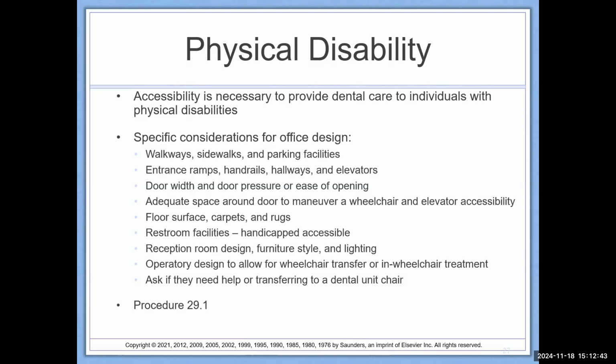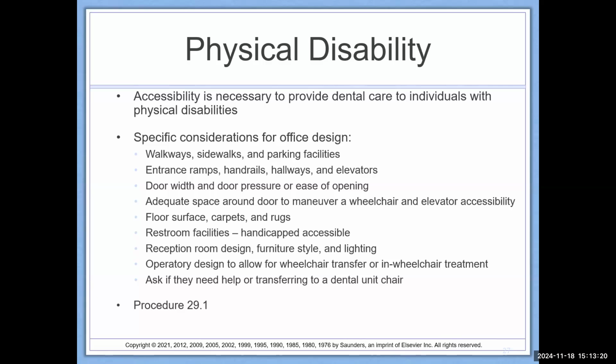So we often have to think of things like walkways, sidewalks, the parking area, the hallways, the elevators, the width of the door, door pressure, adequate space around the door, the floor surface. Is it carpeted? Are there rugs? Is it tiles? Restroom facilities, are they handicap accessible? The reception room design, the furniture style, the lighting, the operatory design. Can a person in a wheelchair enter the operatory and slide over into the dental chair, for example? And ask if they need help in transferring to the dental unit chair.